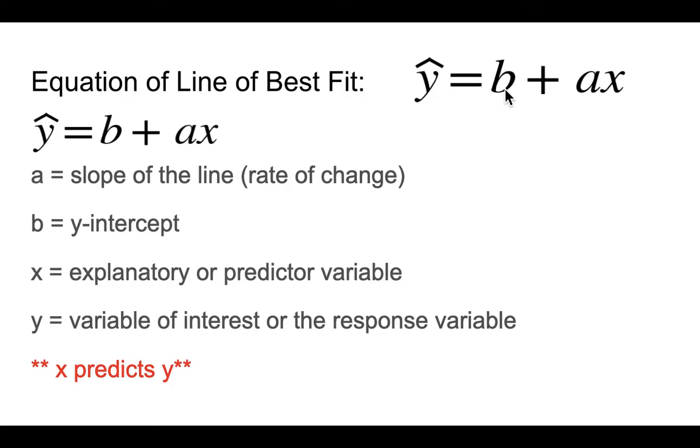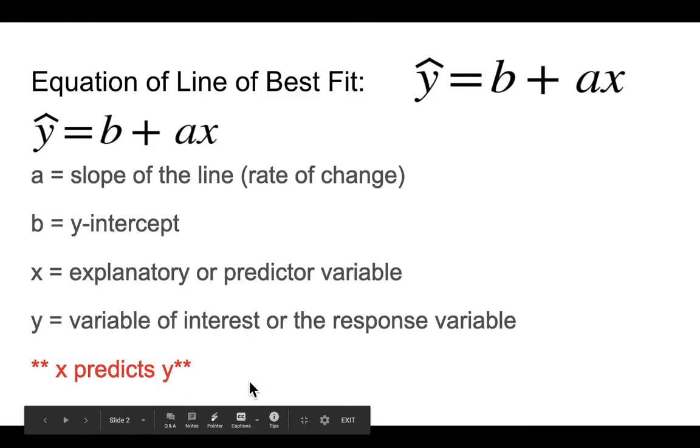We still have the y and we still have the b, but instead of the mx, we have ax. So a is now the coefficient of x, so a is the slope of the line. Again, we read this as y hat, or the predicted value of y. So the predicted value of y can be given by b plus ax, where a, the coefficient of x, is the slope of the line, b is the y-intercept of the line, x is the explanatory or the predictor variable, y is the variable of interest or the response variable, and just a reminder, x always predicts y.